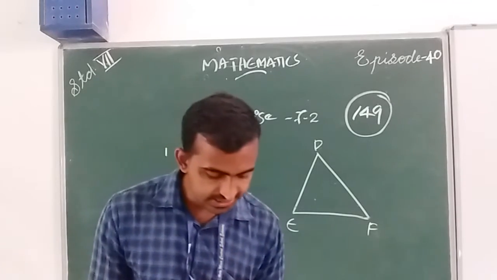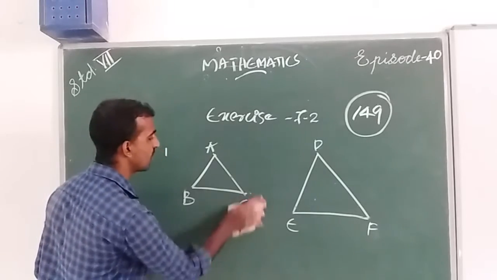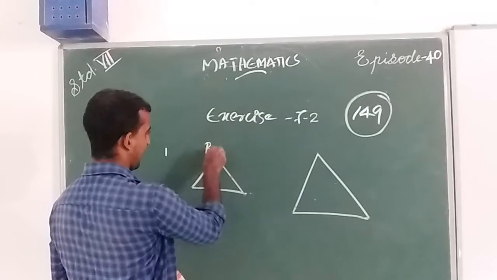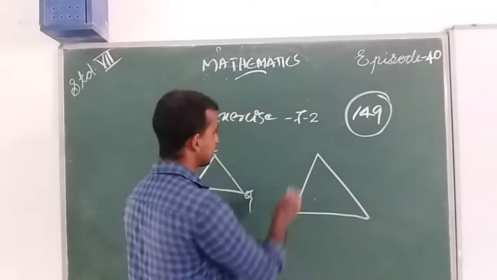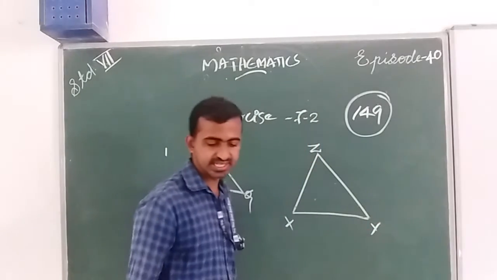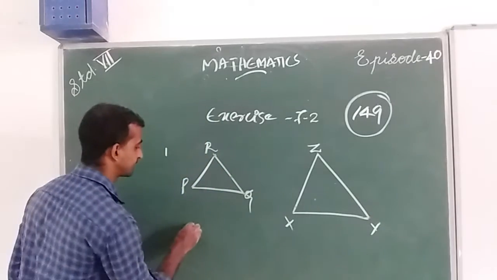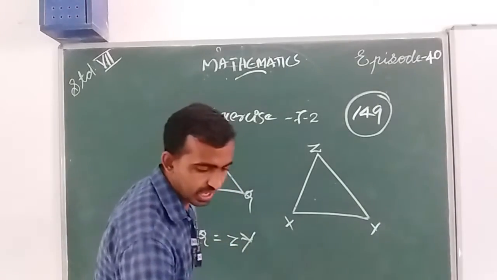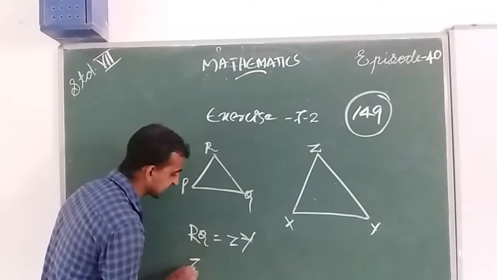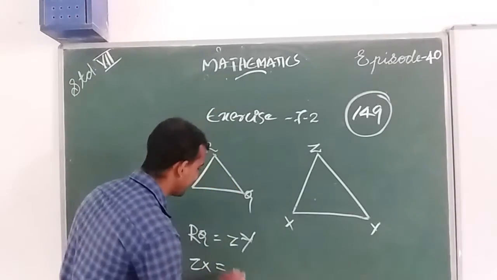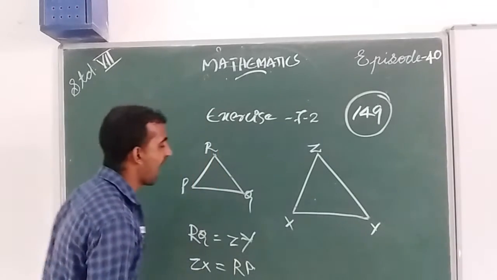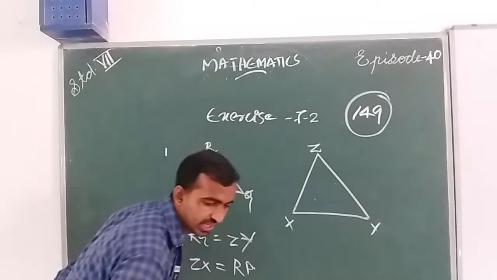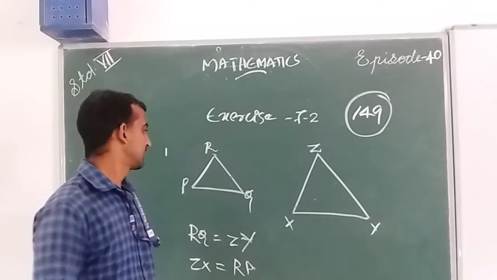And for the second question, following like this, we get the answer. There are two triangles, and the names are changing: RPQ and ZXY. Here R equal to ZY, and ZX equal to RP, and next is angle PRQ equal to angle XZY. So these triangles are congruent.